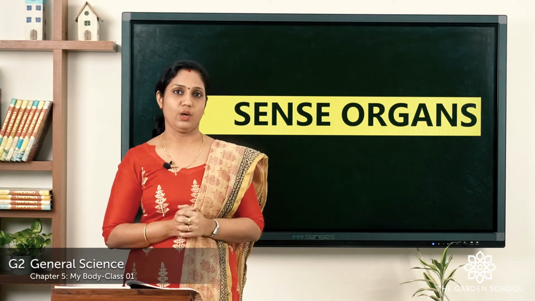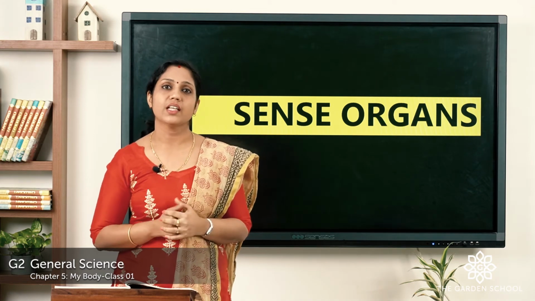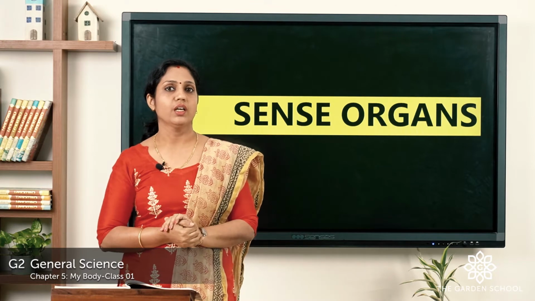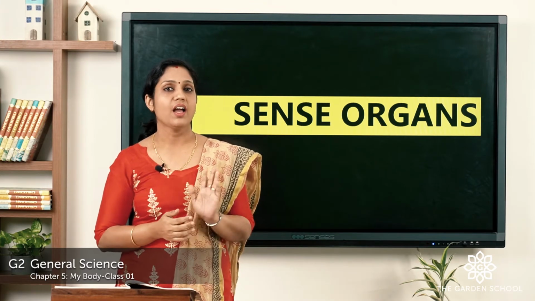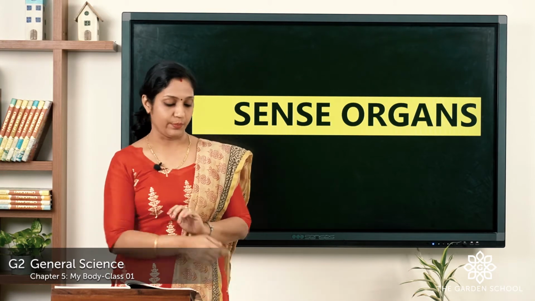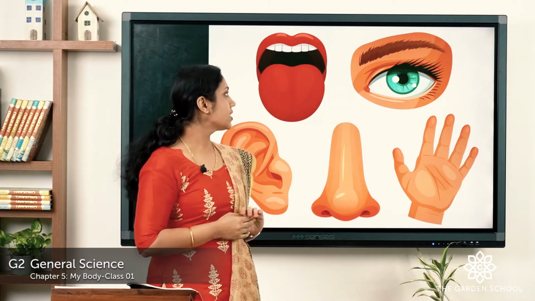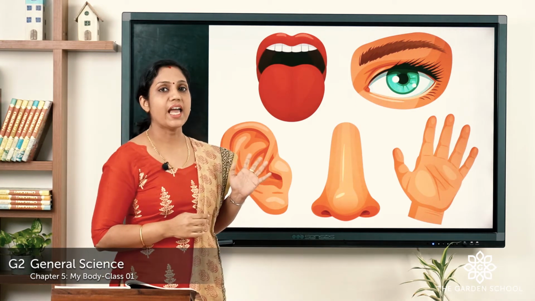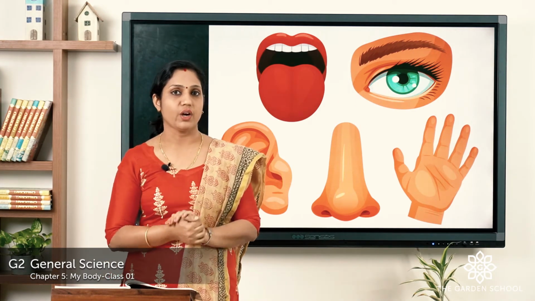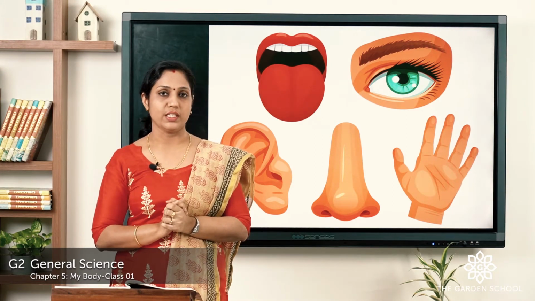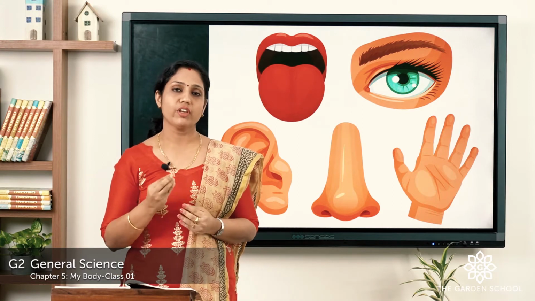So what are sense organs? How many sense organs are there in our body? There are 5 sense organs in our body. What are they? They are eyes, ears, nose, tongue and skin. So what are our sense organs? Eyes, ears, nose, tongue and skin are the 5 sense organs in our body, and these 5 sense organs are very important to us. Now let's learn the function of each of these sense organs.